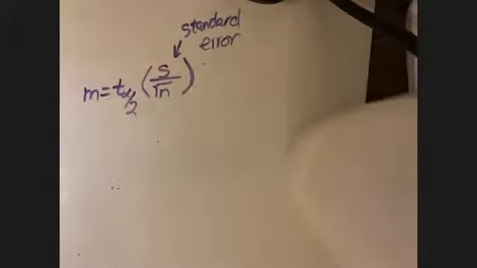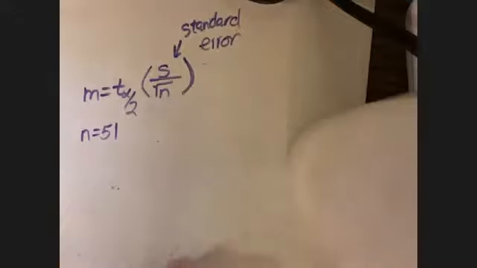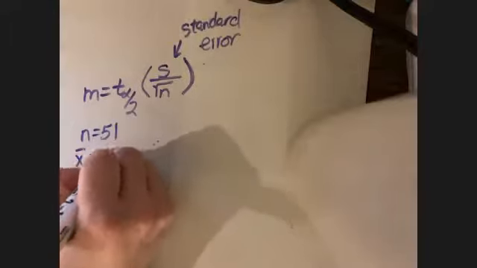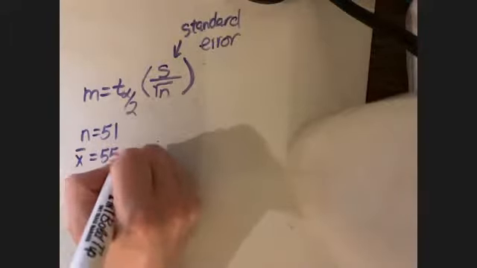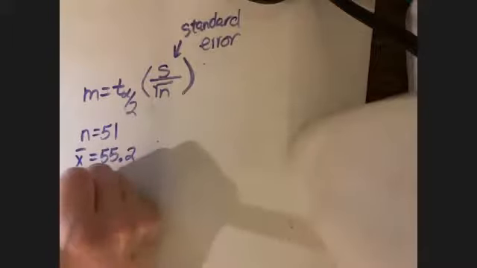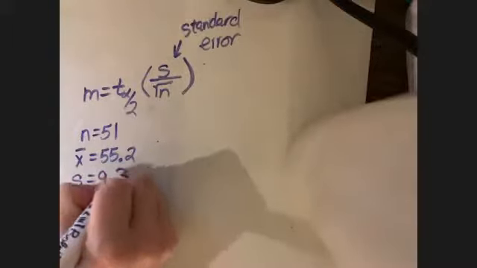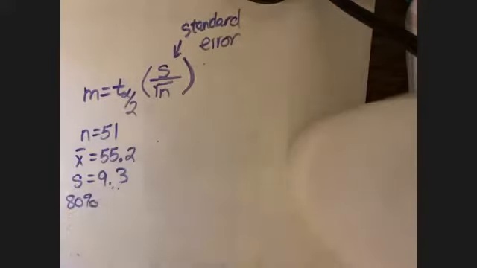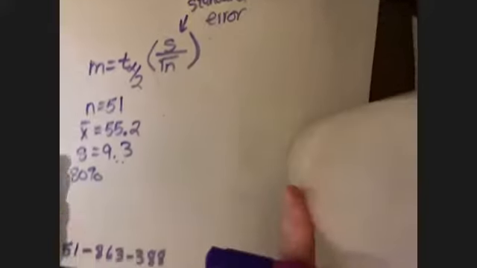Now, looking at an example real quick, we're going to look at number 2. N is 51. They tell me that my sample mean is 55.2, and we have a sample standard deviation of 9.3. They want us to do an 80% confidence interval. I'm going to cut here now, real quick.